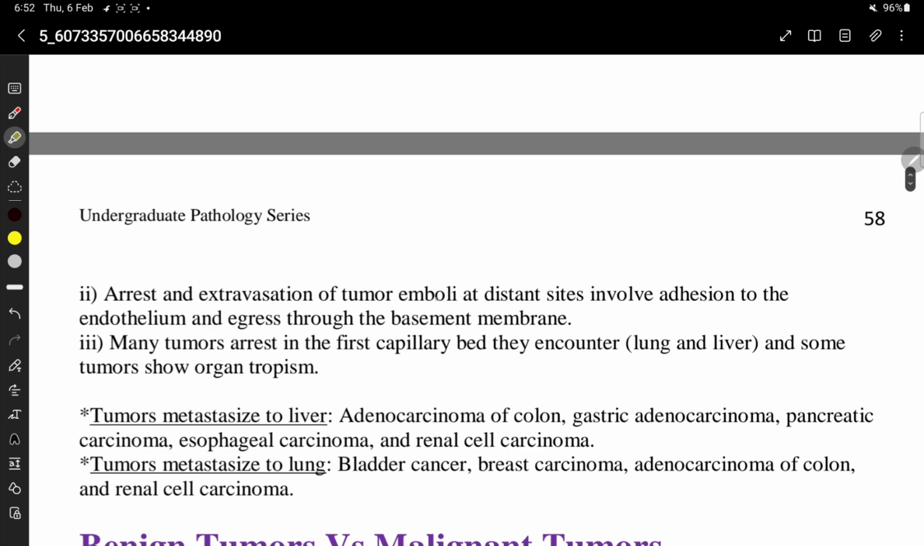Arrest and extravasation of the tumor emboli at distant sites involve adhesion to the endothelium and egress through the basement membrane. Many tumors arrest in the first capillary bed they encounter, that is lung and liver, and some tumors show organ tropism.